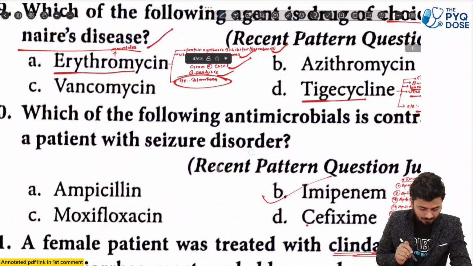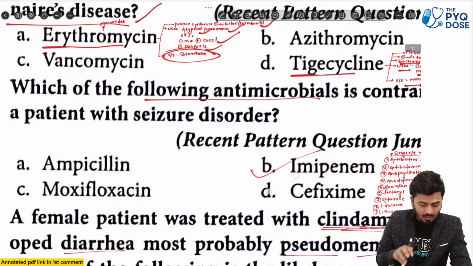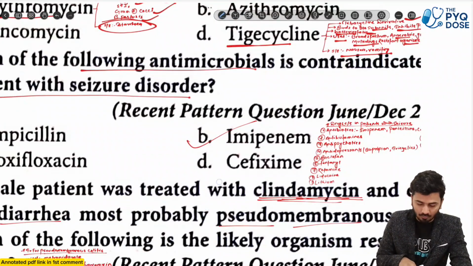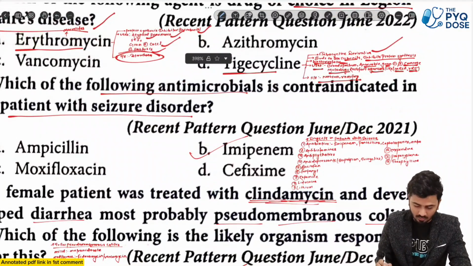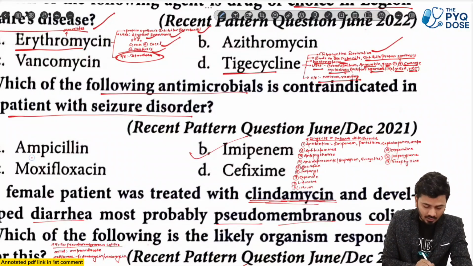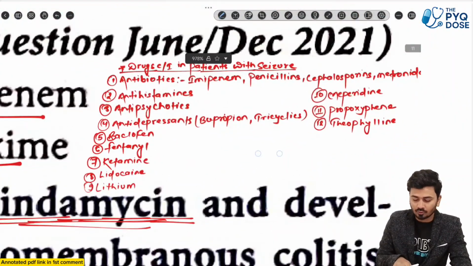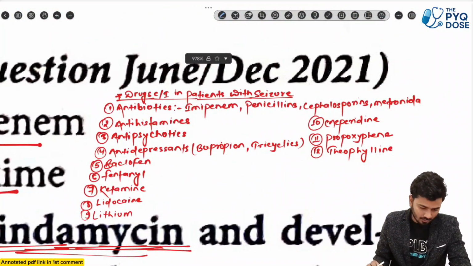So next question: which of the following antimicrobials is contraindicated in a patient with seizure disorder? Let's see: ampicillin, moxifloxacin, imipenem, and cefixime. So, the answer will be imipenem. Here, the drugs contraindicated in patients with seizure. Let's do everything about this in one place.